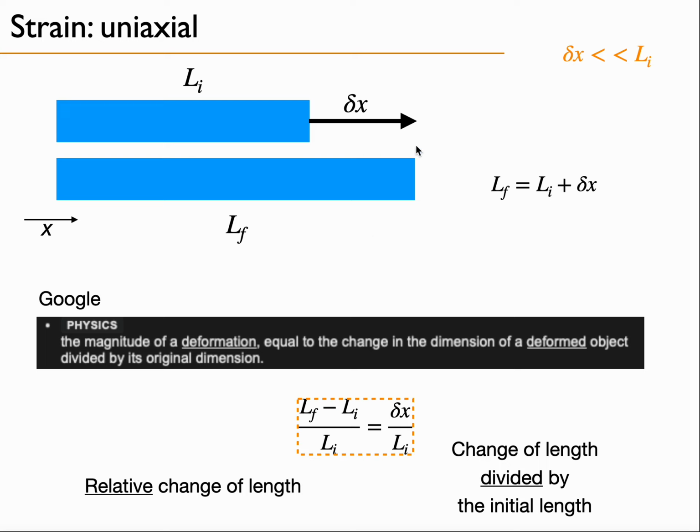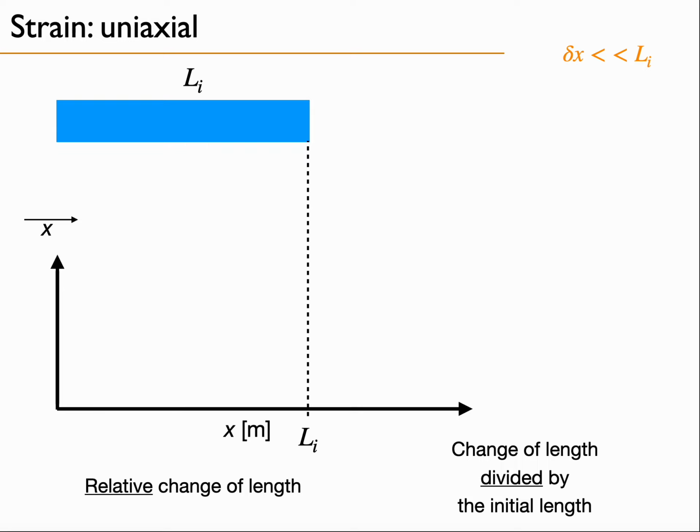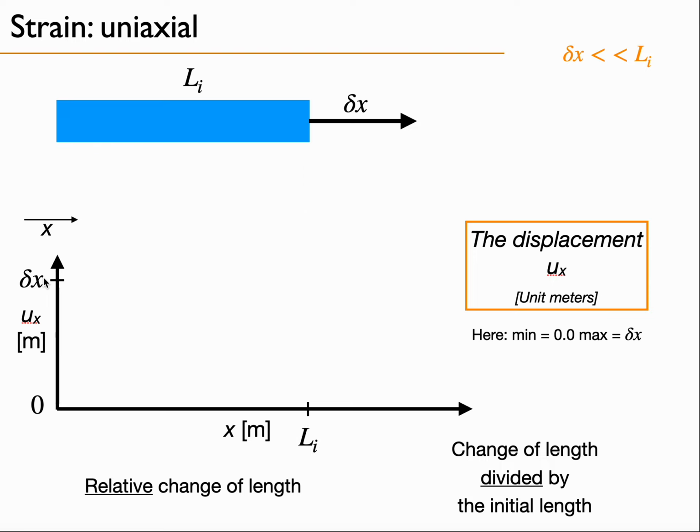Now we make the relative change of length. So we take the final length minus the initial one divided by the initial one. And this is delta x divided by Li, the change of length divided by the initial length. So let's make a little diagram with this. On the x-axis, you have the position. It is in unit meters. We report the length Li, the initial one. On the y-axis, we will introduce something which is called the displacement. It will be the change of position. We call this ux, and it also has unit meters.